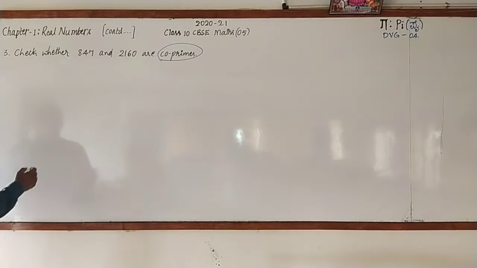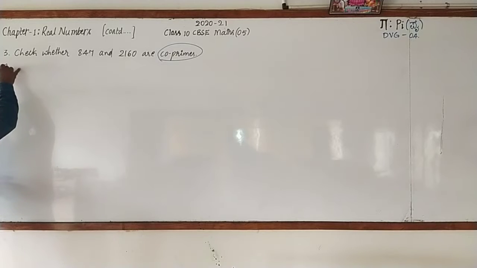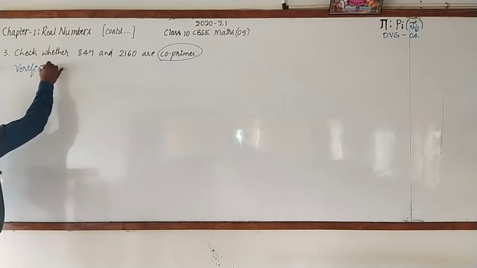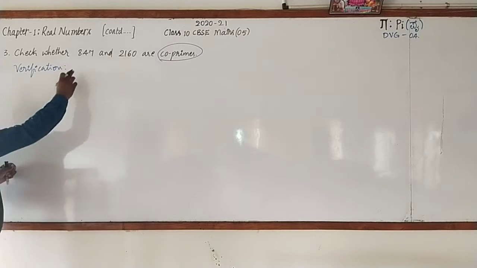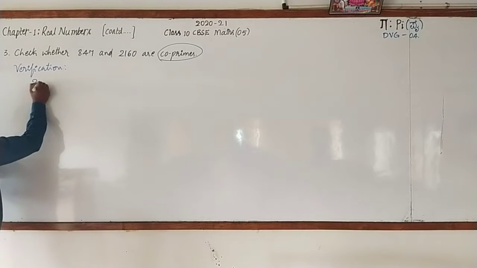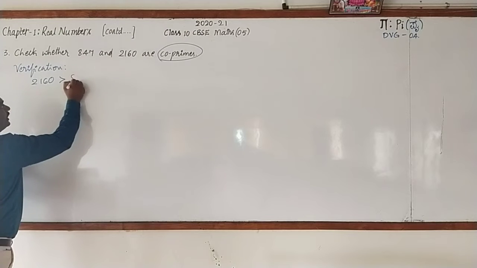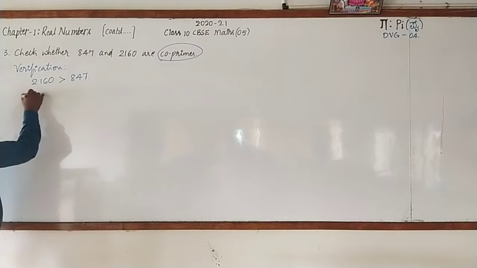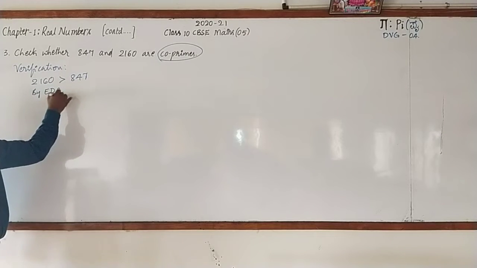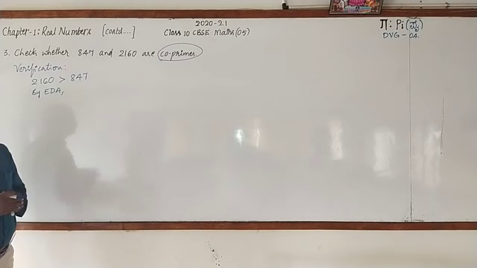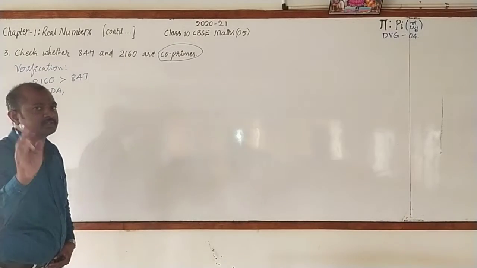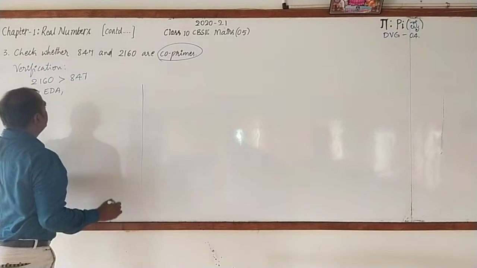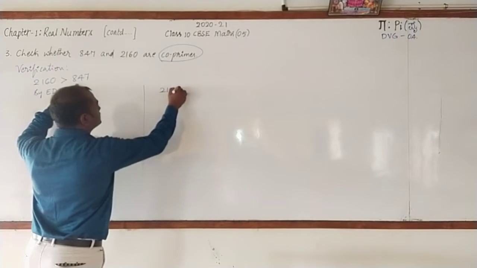Okay, let us go for finding the HCF of these two numbers. Here I'll write not solution, as you are checking, therefore we can write verification. In verification, I'll take these two numbers, that is 2160, which is greater than 847. A is greater than B. So according to Euclid's division algorithm, you have to express these two numbers in the form A equals BQ plus R. So let us divide 2160 by 847.